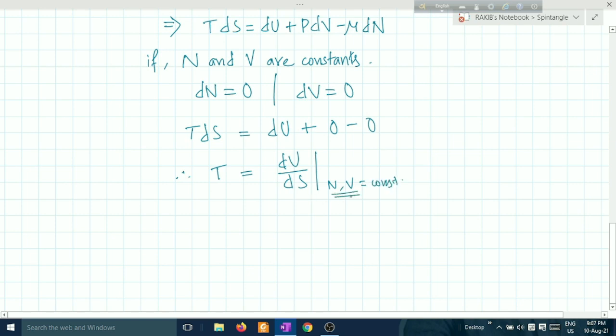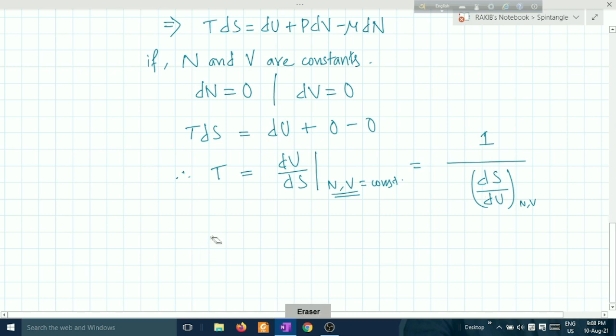Only writing n and v will do its work. We are not going to write it like this, therefore we have to change this. We can write it as 1 upon ds by du at n comma v constant. This is n comma v. This is the formula of temperature.